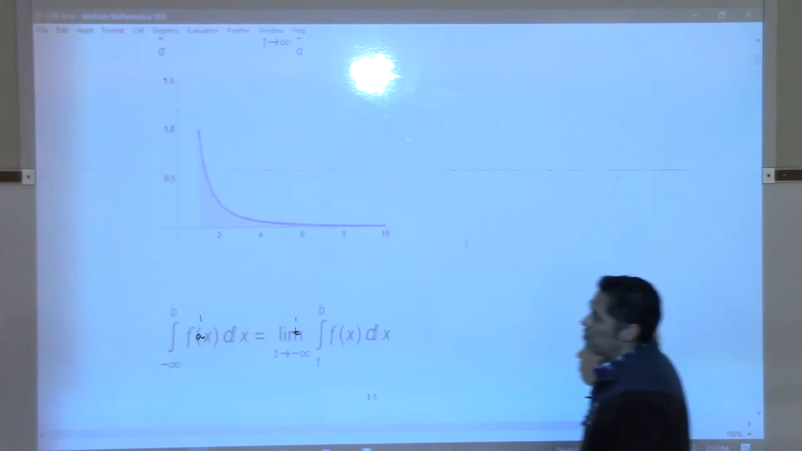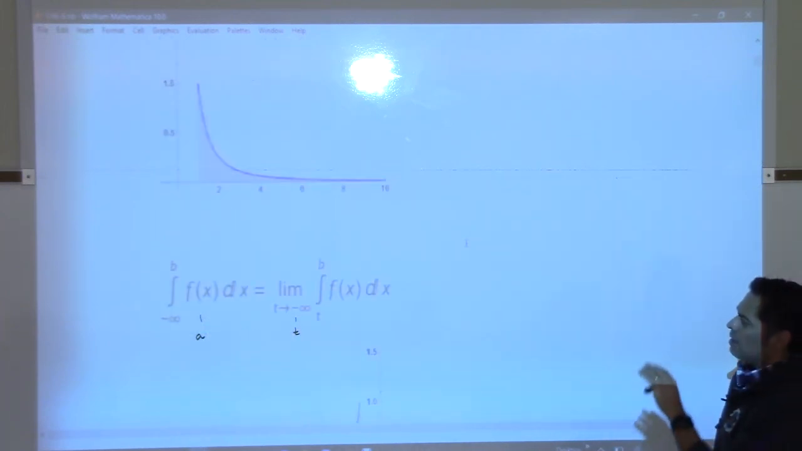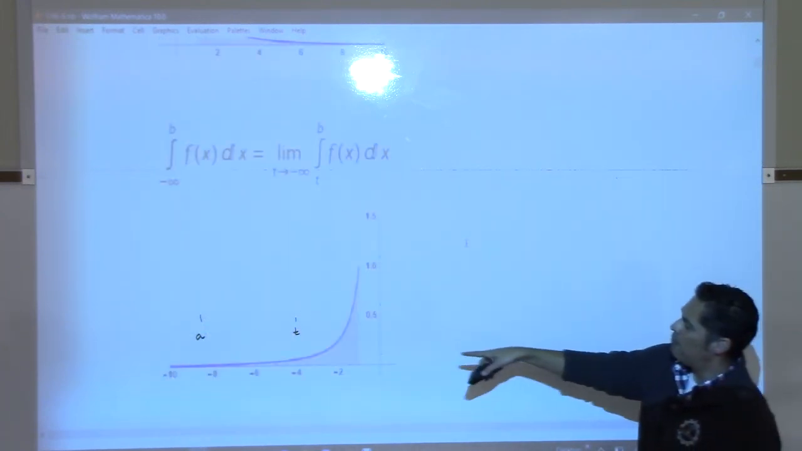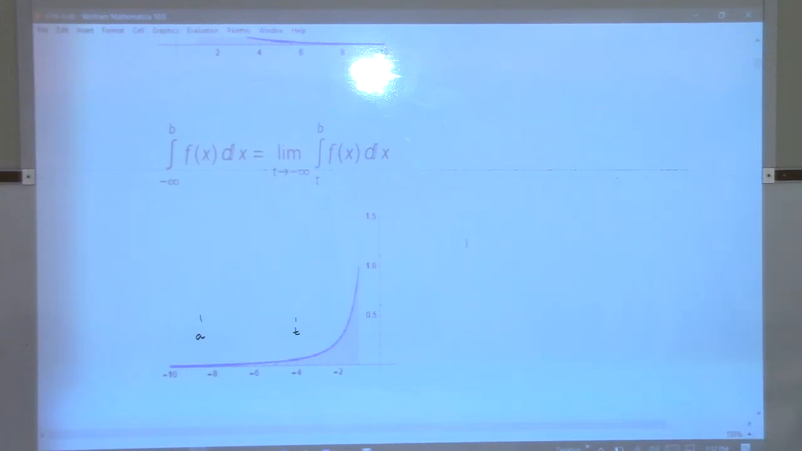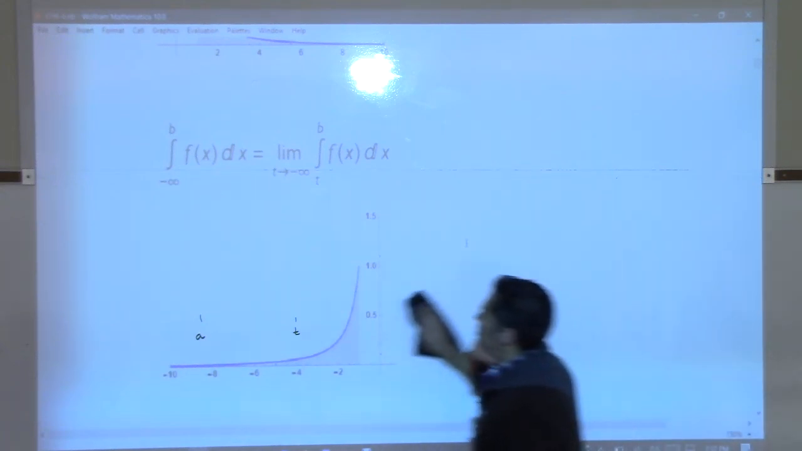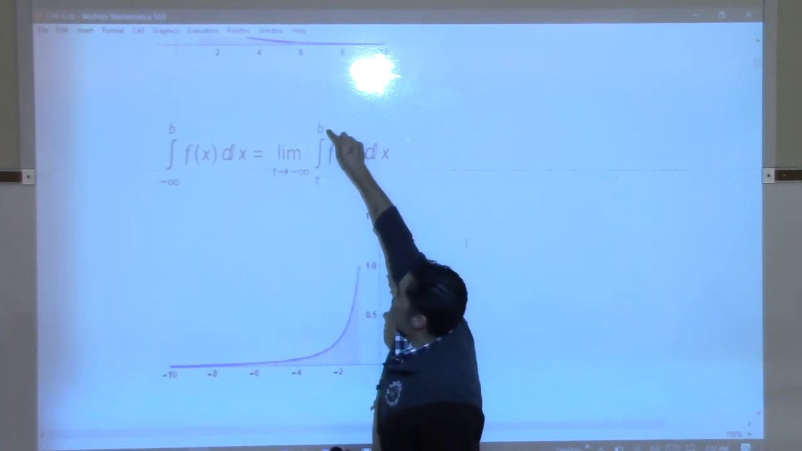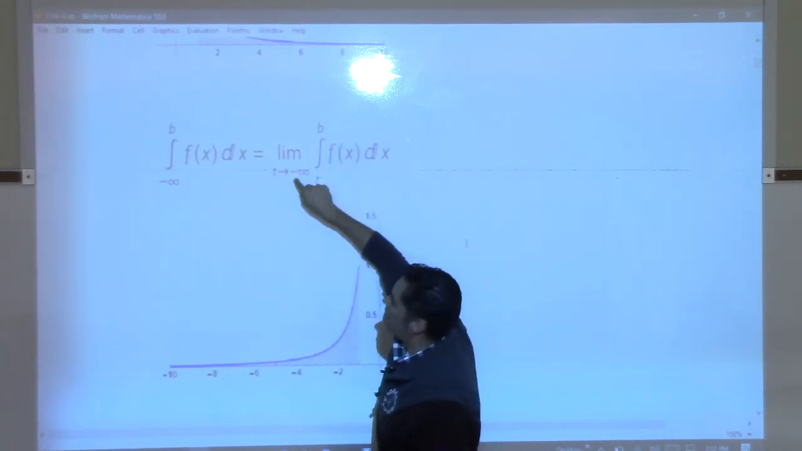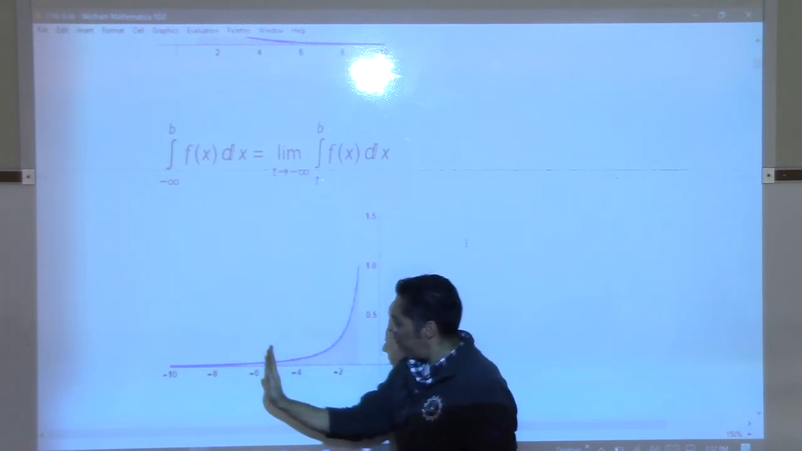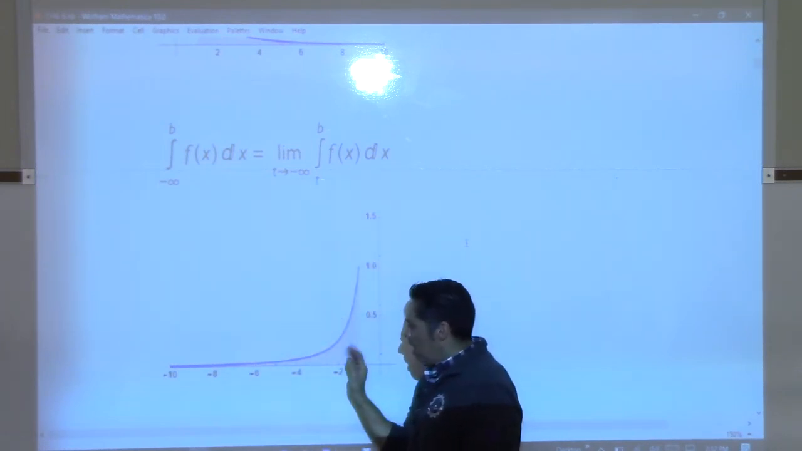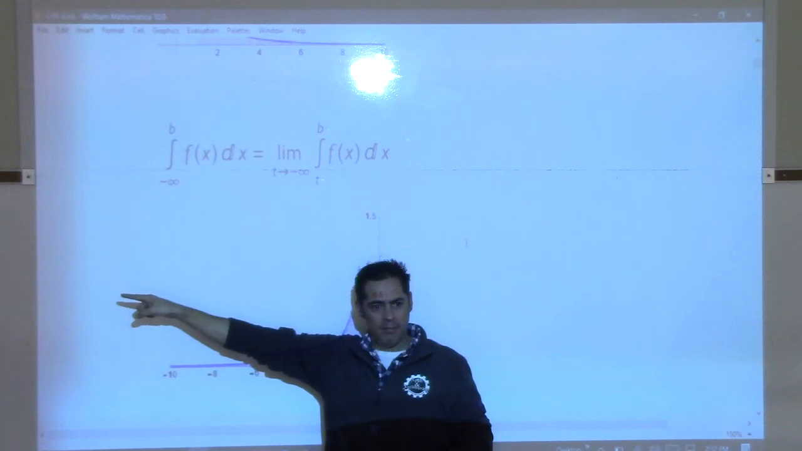Now, if we want to do it the other way, this one, we do the same exact process. We convert it to a limit, but this time what changes? It's going to be T to B now, but T is going to head off to negative infinity. So we find a formula going from T to B, and then we let T take off that way.